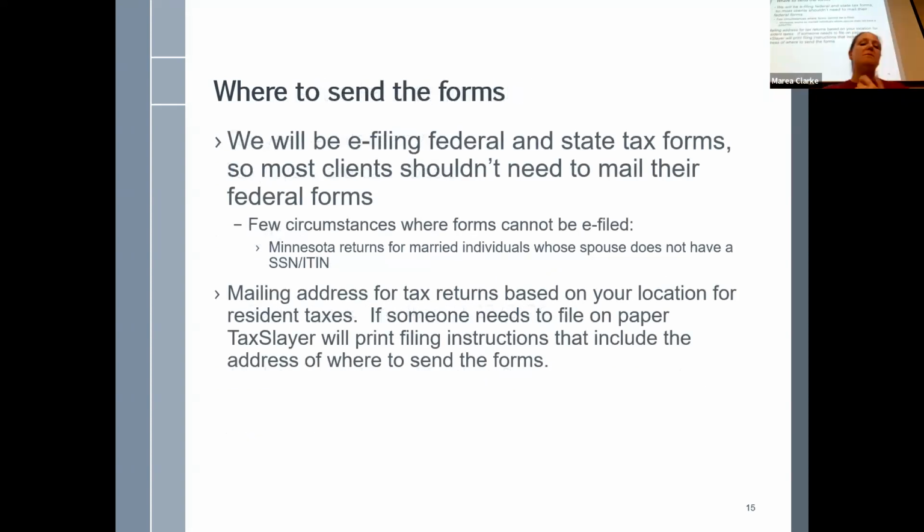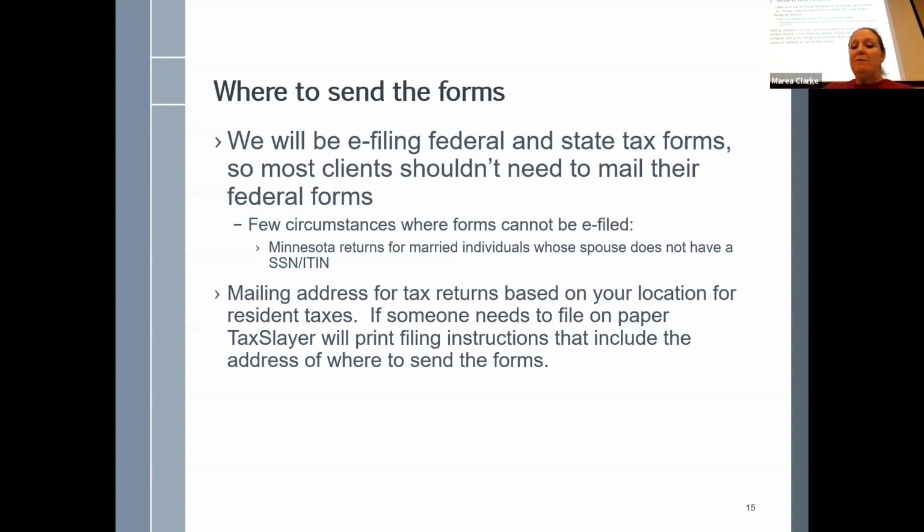All right, we will generally be e-filing all of our returns, federal and state forms, so we shouldn't have to mail things in. There are a few circumstances where forms can't be e-filed. In particular, one example is a Minnesota return for a married individual when the spouse does not have a Social Security number or an ITIN, which we can see with our international students. If their spouse is back home, but they've been here for 5 years, they're a resident or a non-resident, either way, and they're filing a return, but their spouse doesn't have a tax ID number, then they can't e-file their Minnesota return. They've got to file it on paper.